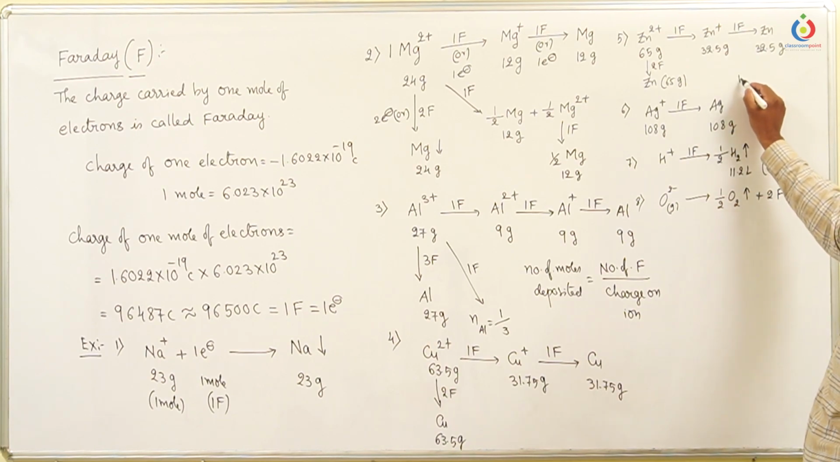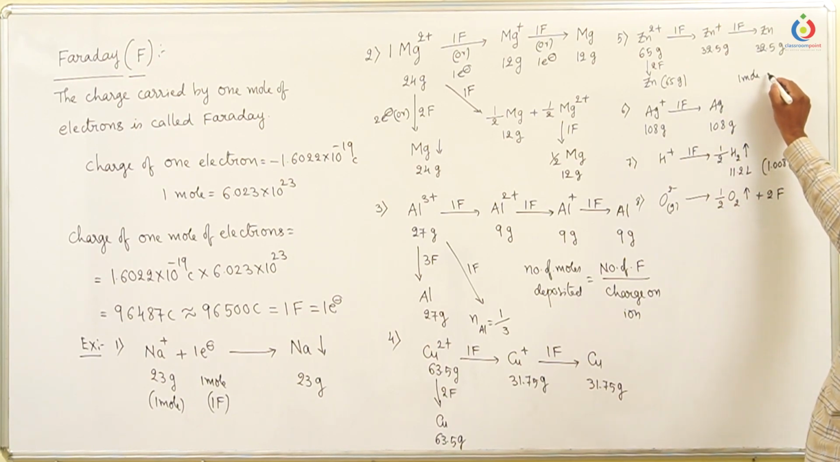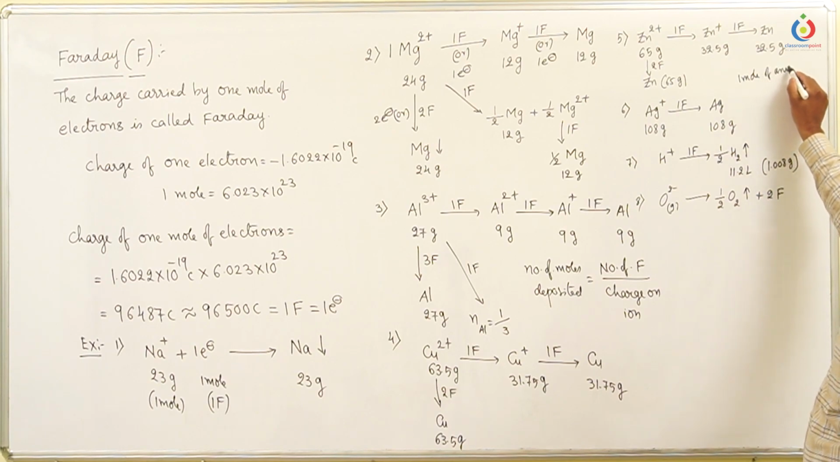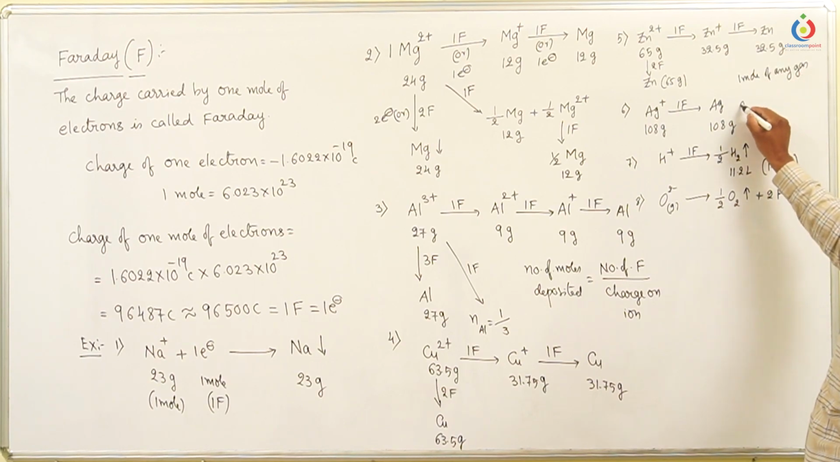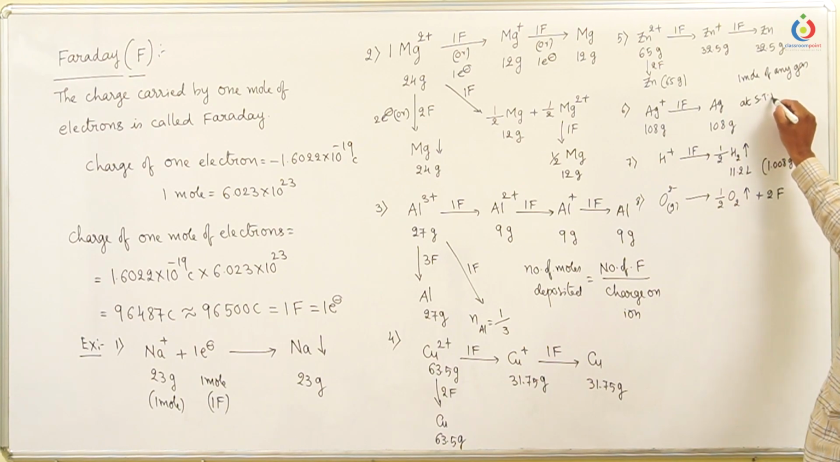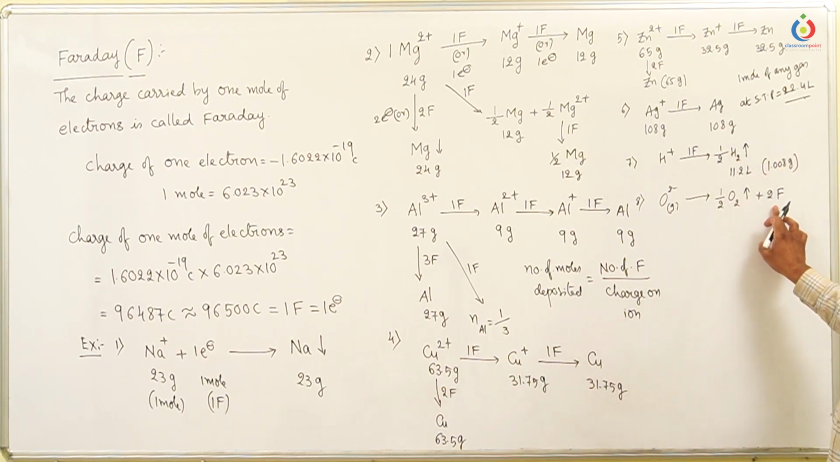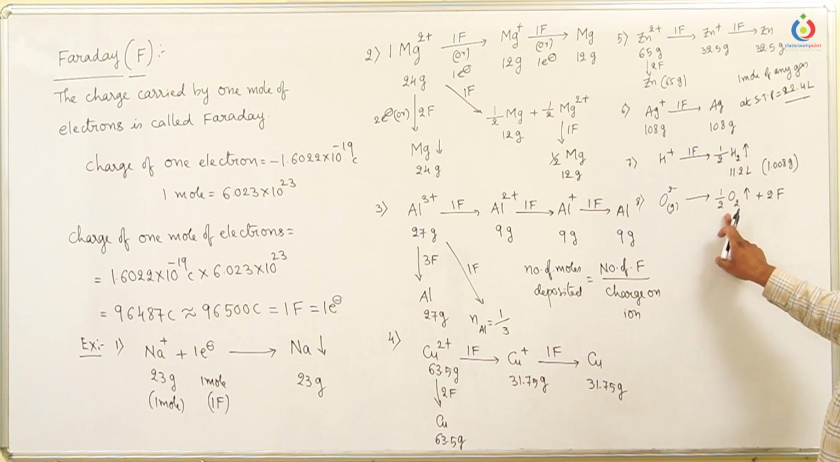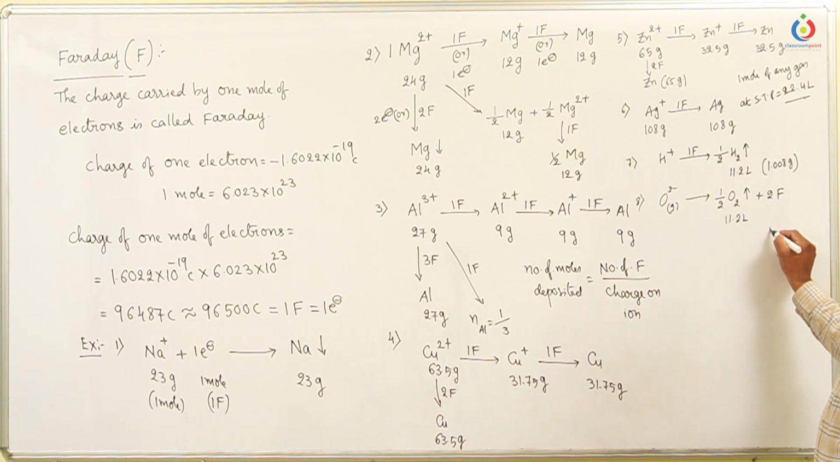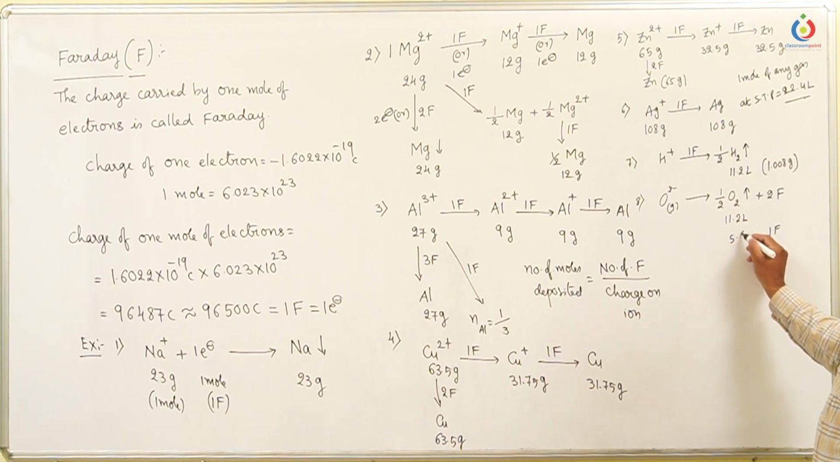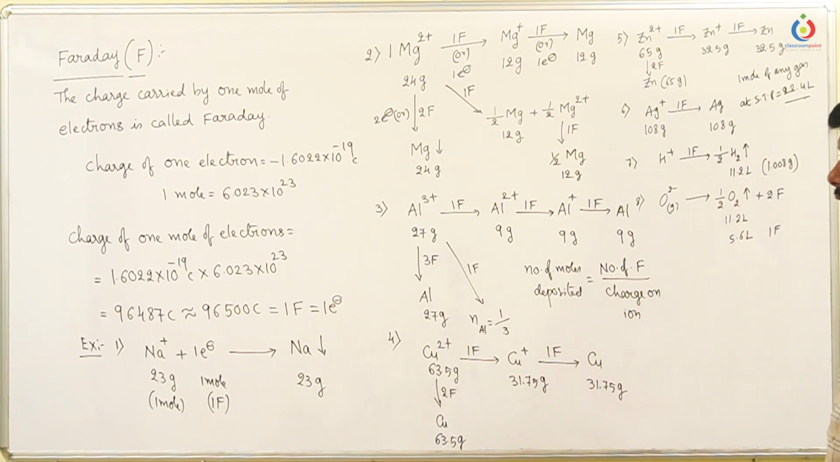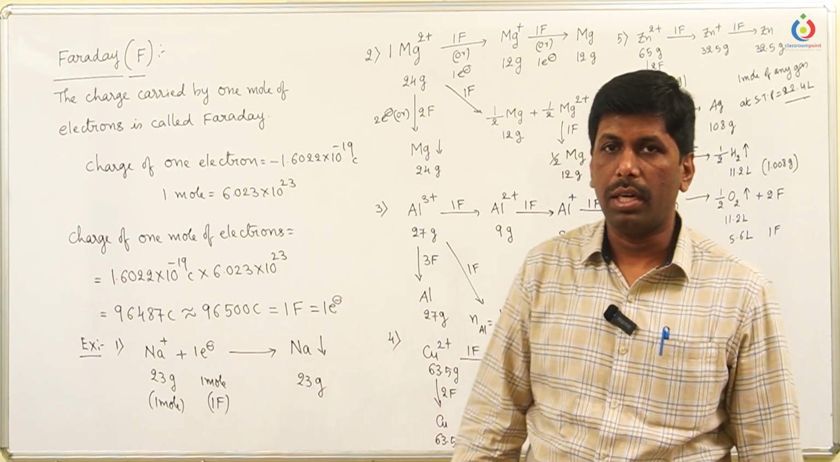1 mole of any gas at STP occupies 22.4 liters of volume. In bars it is 22.7 liters. So 2 Faradays involved means half a mole, which is 11.2 liters. But for 1 Faraday, if you calculate, 5.6 liters of the gas is released.